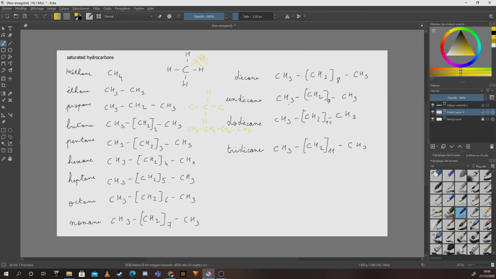Undecane for 11 atoms of carbon. As you can see, there's two on the outside and nine in the core. Dodecane has two on the outside and 10 in the center again. And tridecane has two on the outside and 11 in the center. So as you can see, it gives you 13.